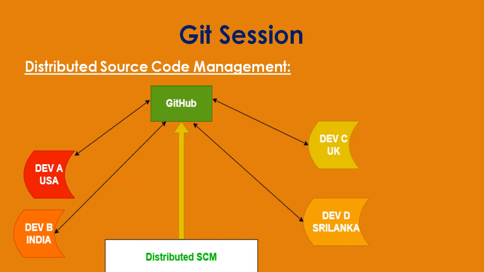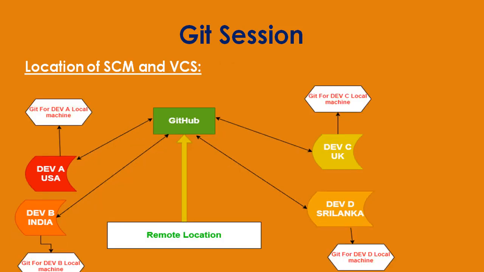So next we'll talk about the location of source code management and version controlling system. Here source code management is GitHub, which resides at a remote location, and the version controlling system is Git, which resides at each and every developer's local machine. Through Git we can connect to GitHub. So for better understanding, I have added one image diagram.